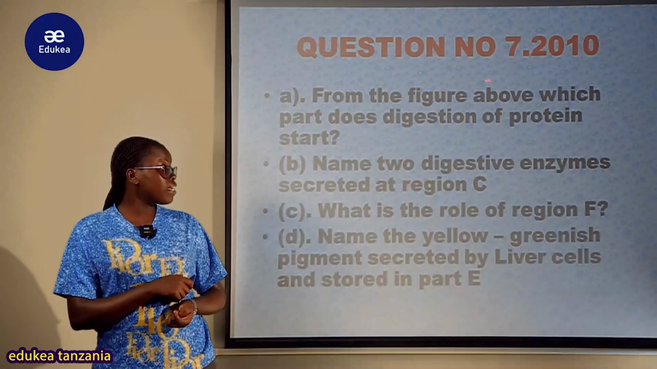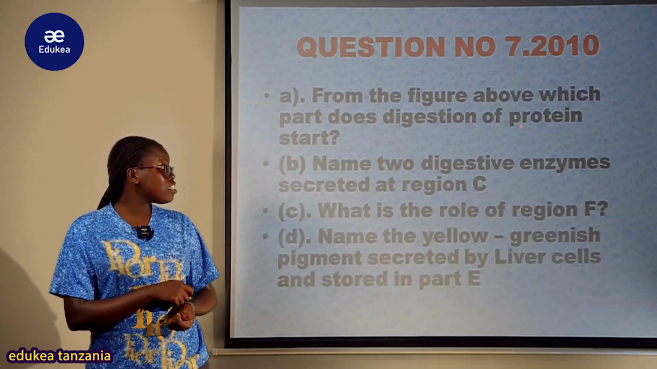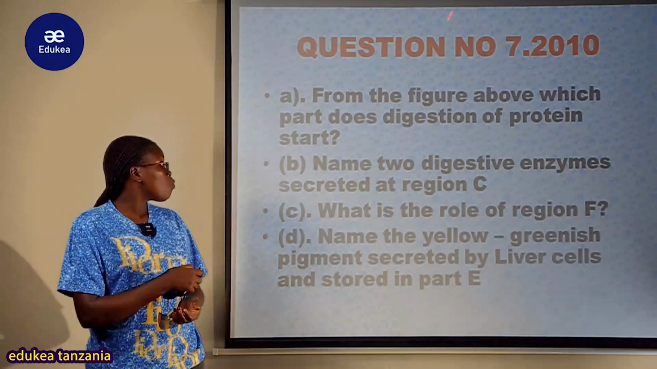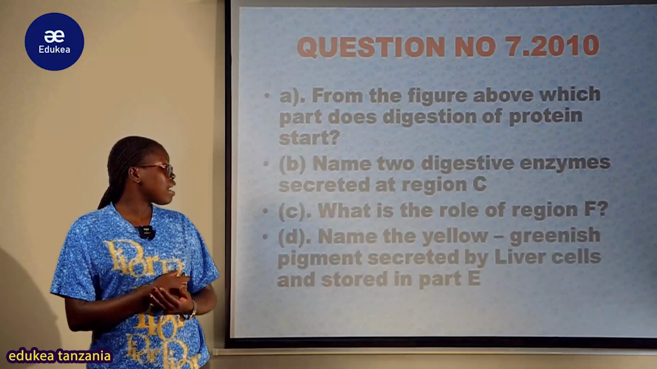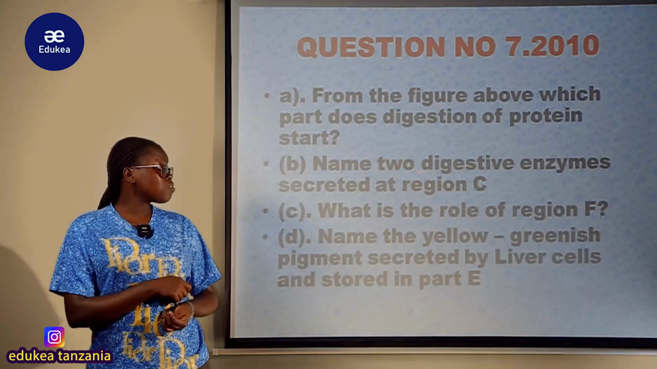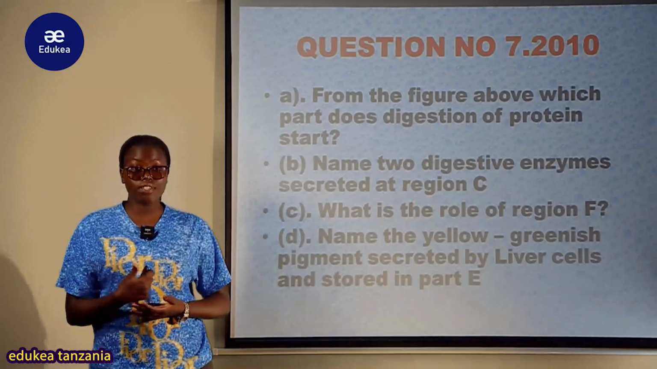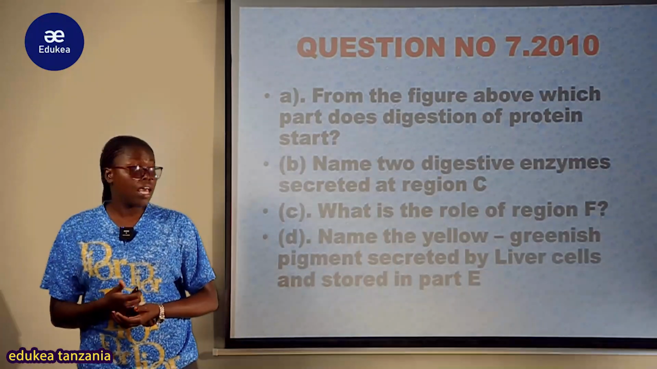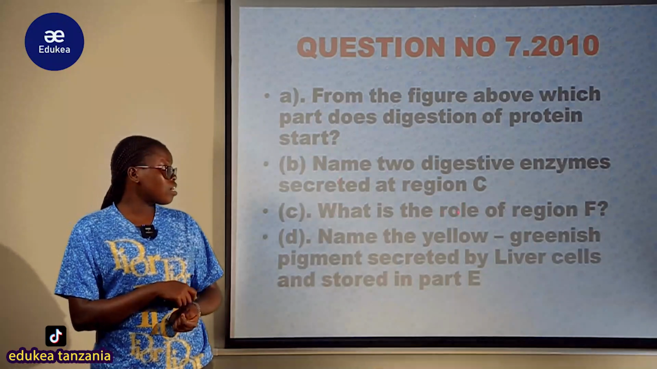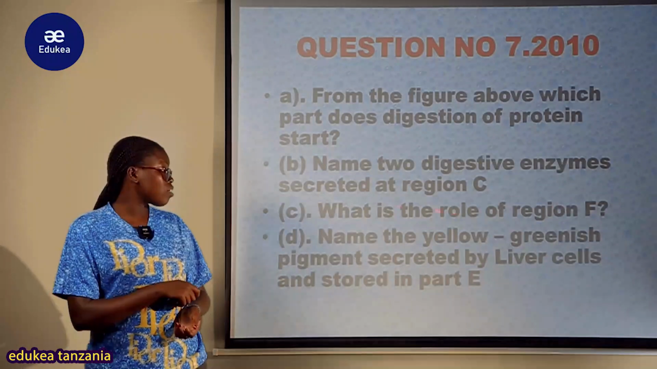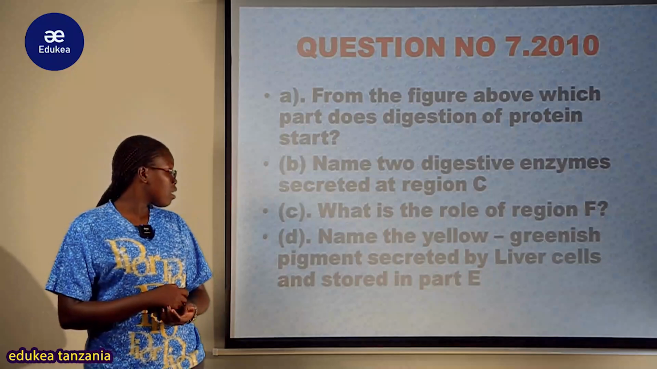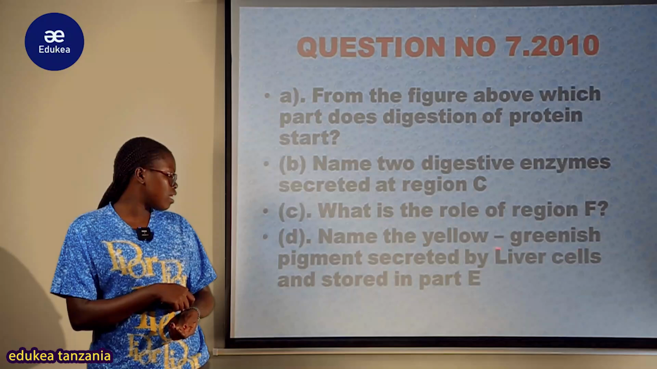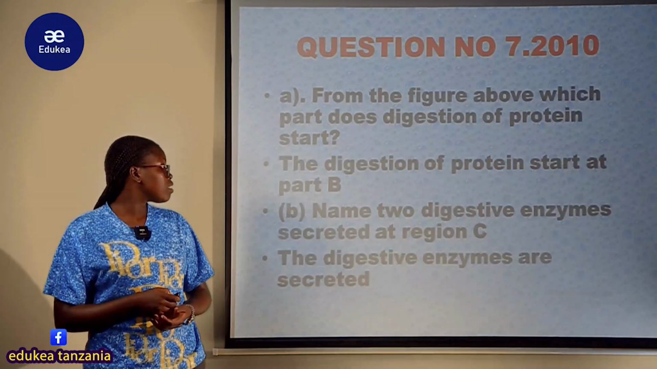Roman A, from the figure above, which part does the digestion of protein start? Roman B, name the two digestive enzymes secreted at region C. Roman C, what is the role of region F? And Roman D, name the yellow greenish pigment secreted by the liver cell and stored in part E.